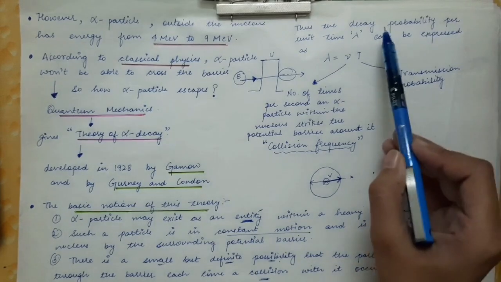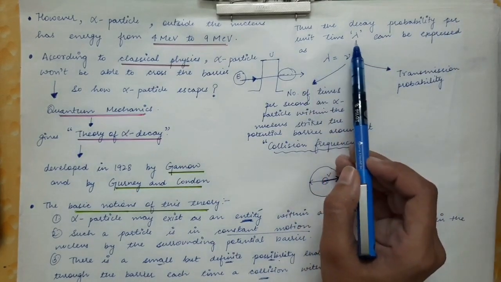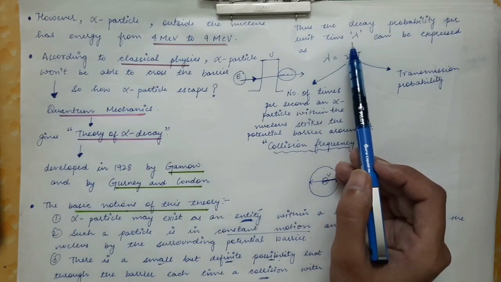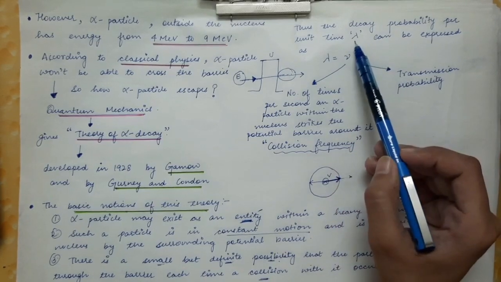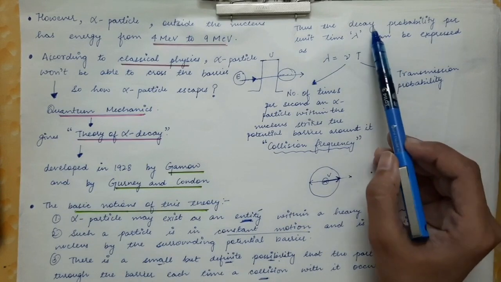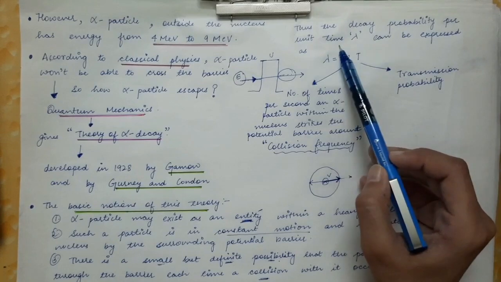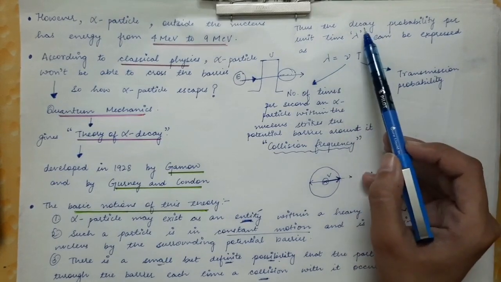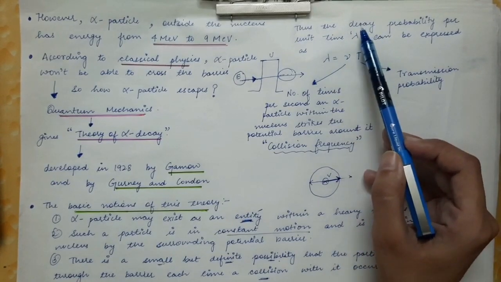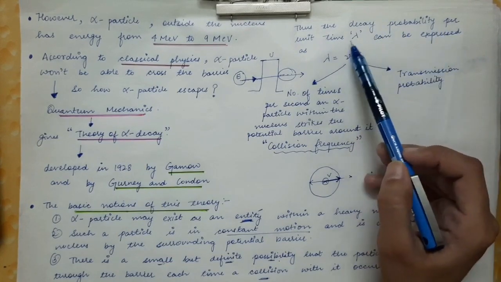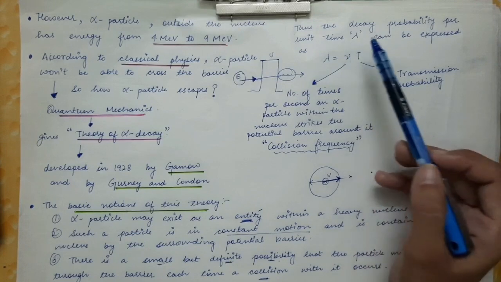So now the decay probability per unit time, which is nothing but lambda, is also called the decay constant, as we had studied in the previous lectures. So lambda is the decay constant, and we can also call it the decay probability per unit time. So what is the probability that the alpha particle will be emitted per unit time? That is given by lambda.